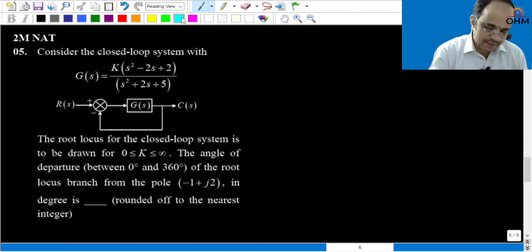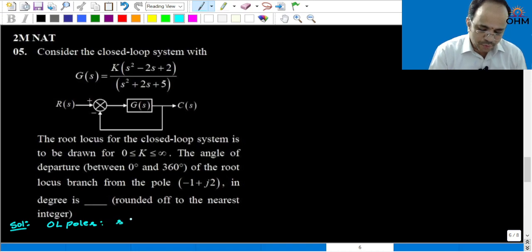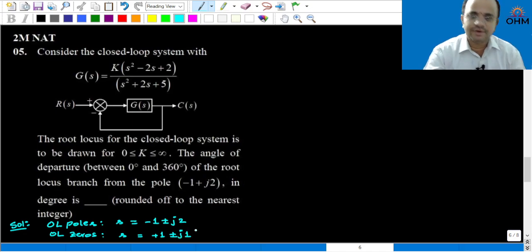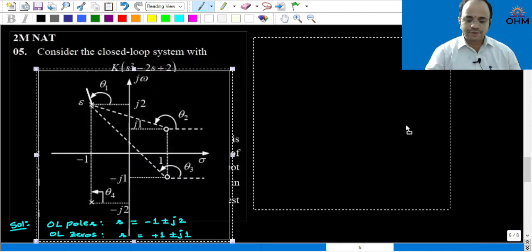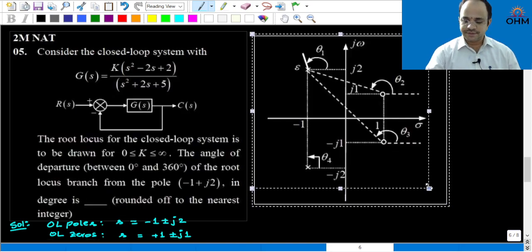Now, from the given transfer function, the first step is to calculate where the open loop poles are. The open loop pole locations are -1 plus or minus j2, and the open loop zeros are located at +1 plus or minus j1. Okay. Now, with this, I prepared a slide to show you quickly the pole zero diagram for this given system.